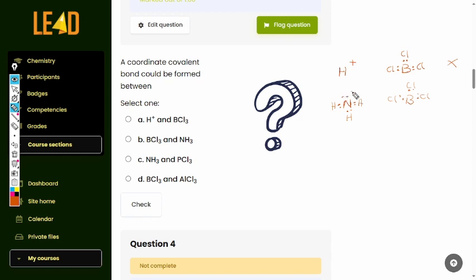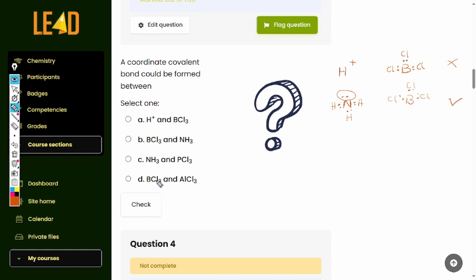We notice that nitrogen or ammonia here has a lone pair of electrons that is not bonded to anything. So this lone pair of electrons can be shared with boron trichloride because boron trichloride has no unpaired electron here. So when boron trichloride bonds with ammonia, they share this pair of electrons. So this would most likely give us a dative bond. So we have actually found our answer. But let's see why the other ones are wrong.